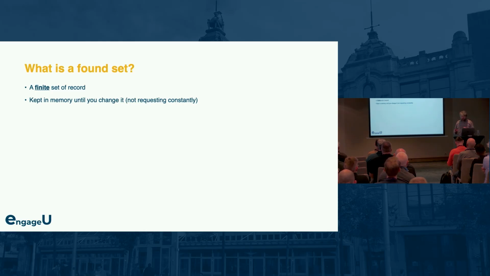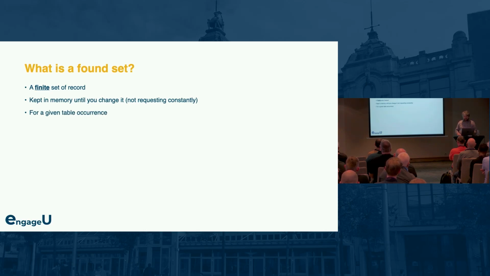It's kept in memory until you change it. That's very, very different from almost every other tool that you might use, right? You don't have to query again and again every time you want to look at a new record. You do a request, and then you get a set of records, and then you can browse through them. So until you change it by modifying the request, you keep this found set.